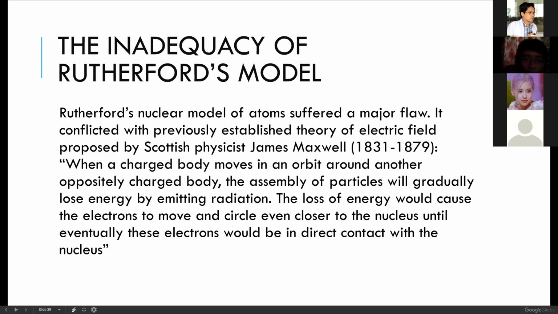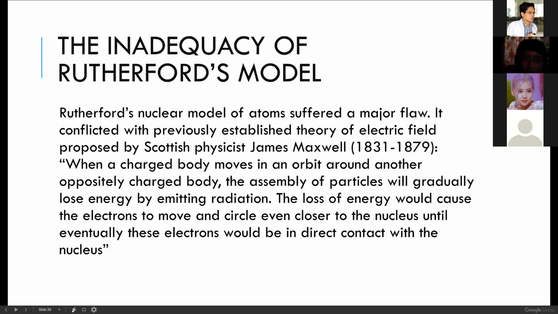Okay. Then, adequacy of Rutherford's model. Remember that the experiment of Rutherford gives us an idea that we can actually split atoms into sub-molecular components. Okay. Rutherford's nuclear model of atoms suffered a major flaw.